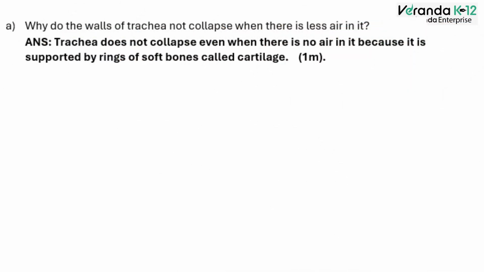Question number 8A. Why do the walls of the trachea not collapse when there is less air in it? The trachea does not collapse even when there is no air in it, because it is supported by rings of soft bones called cartilage.